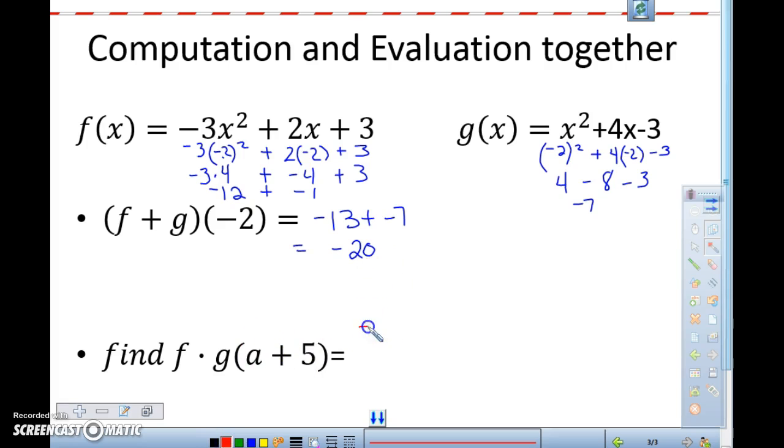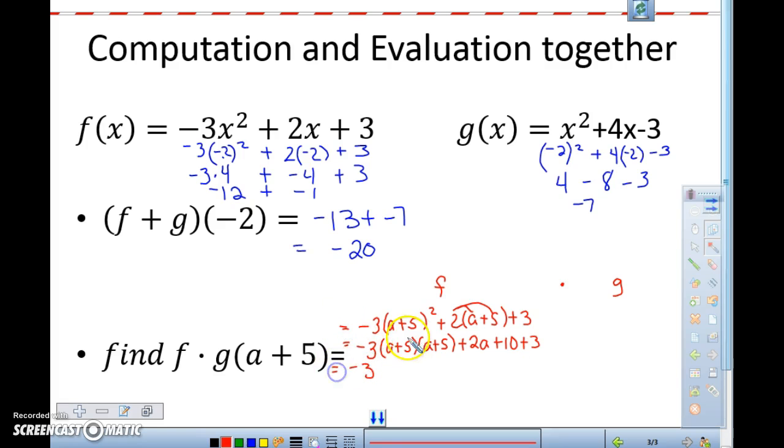So I'm going to put it into f first. So 3 times a plus 5 squared plus 2 times a plus 5 plus 3. This is my f. I'm going to go ahead and work this out. So we have negative 3. I'm going to FOIL this out. I'll go ahead and rewrite it. Distribute through. So this would be a squared. You can do the box. Then we would have 5a plus 5a, that would be 10a. 5 times 5 is 25.